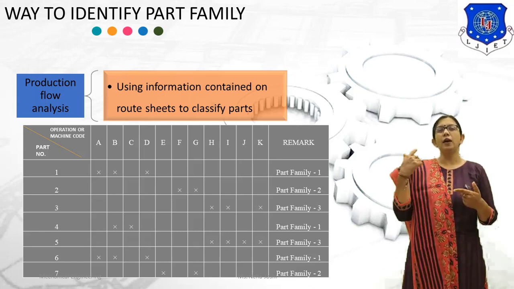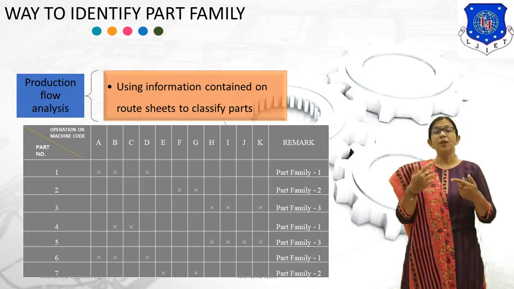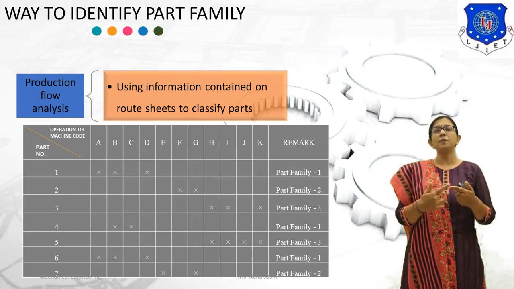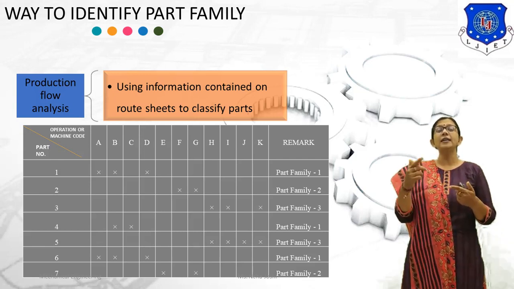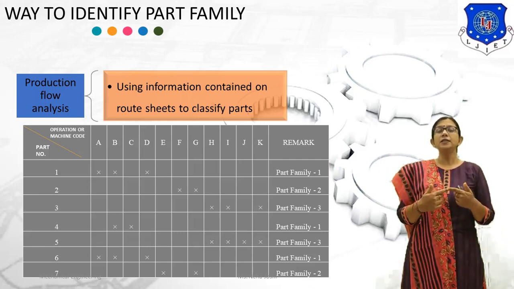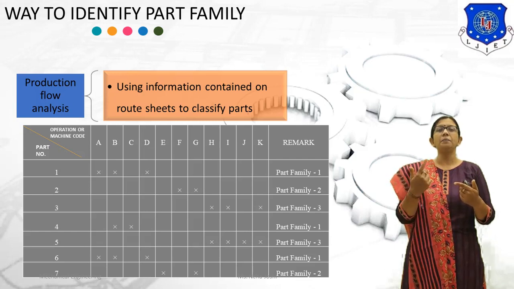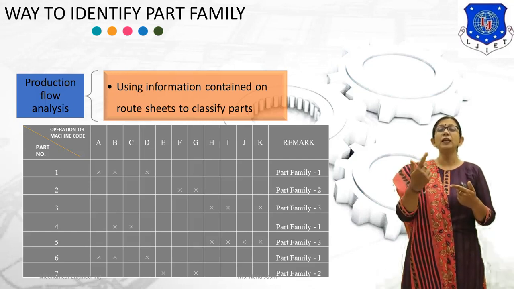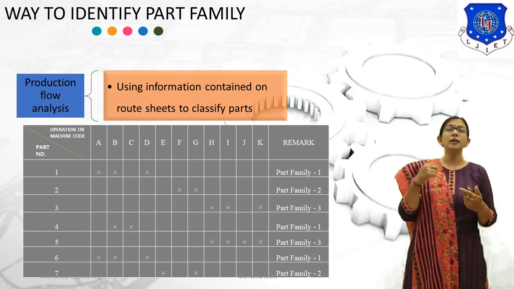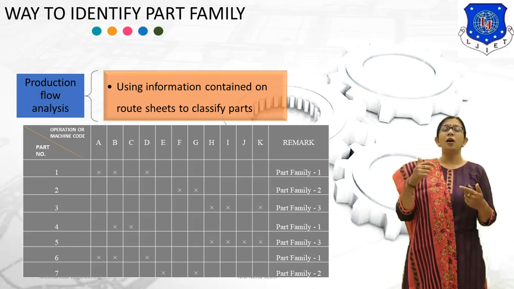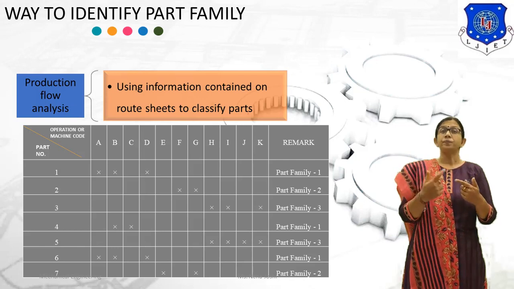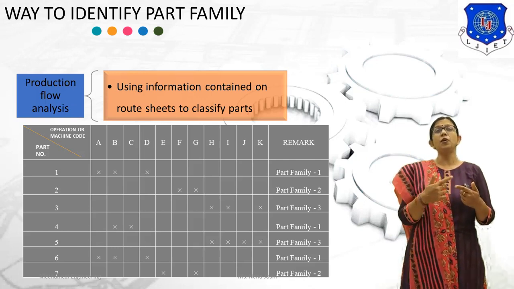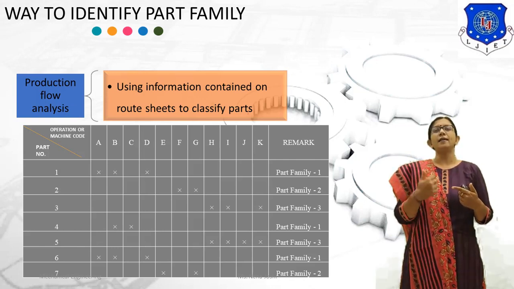Part number 3 requires operations H, I, K. Part number 4 requires operations B, C. Part number 5 requires operations H, I, J, K. Part number 6 requires operations A, B, T, and part number 7 requires operations E and H. As you can see, a cross mark is there for whichever machining operation the part requires. And the last step in the product flow analysis is data analysis.